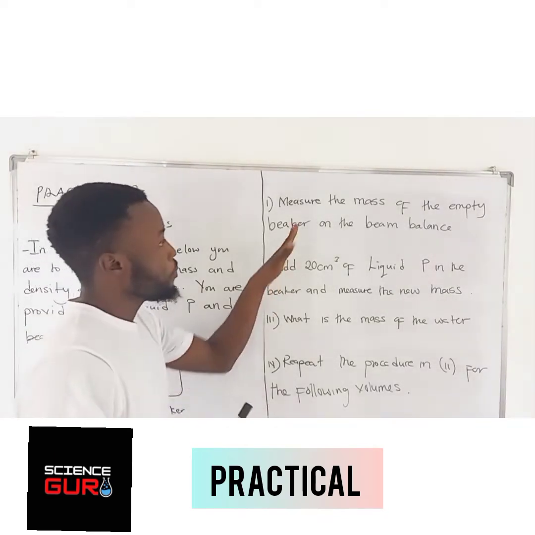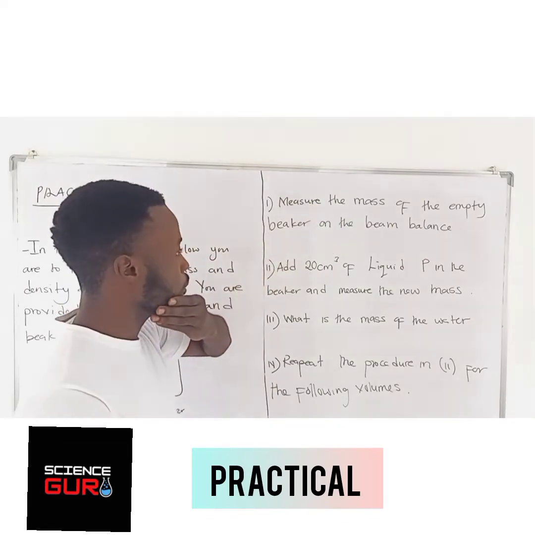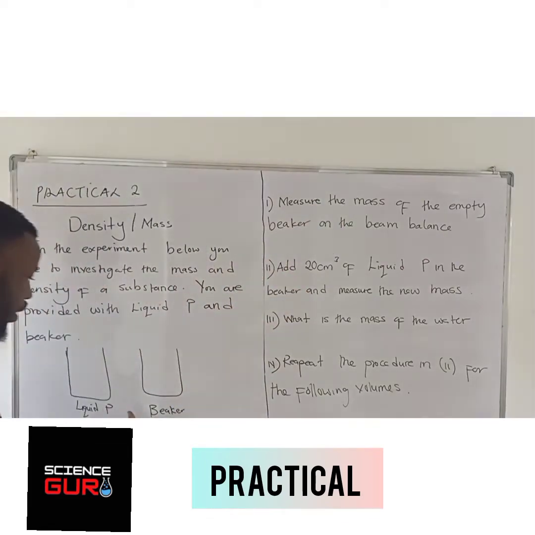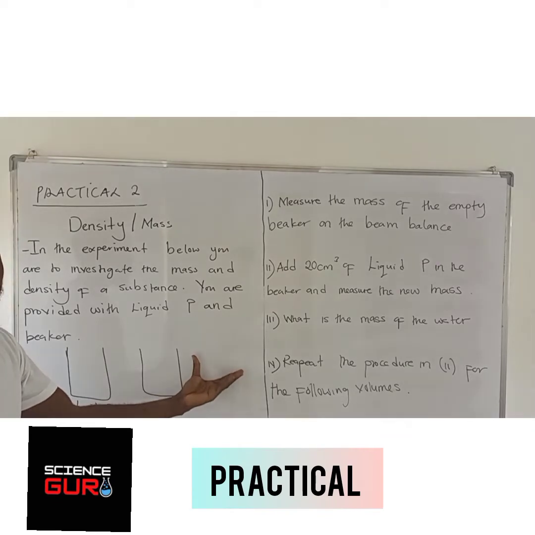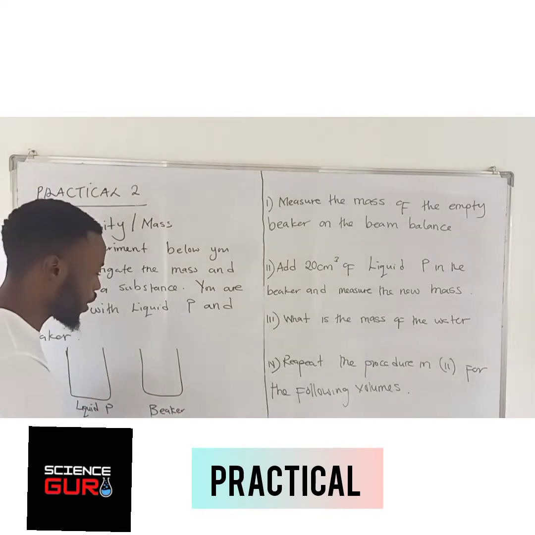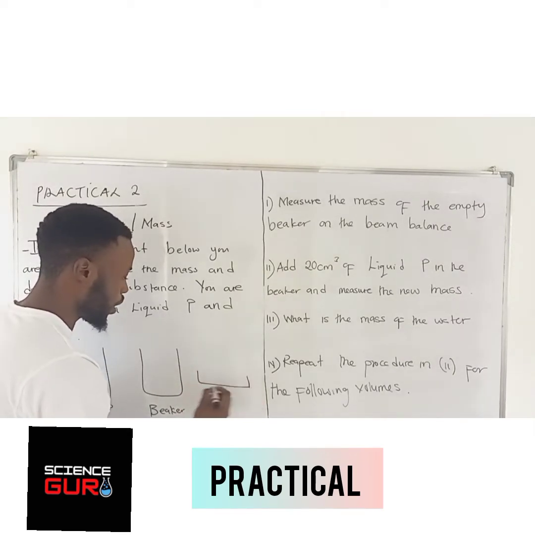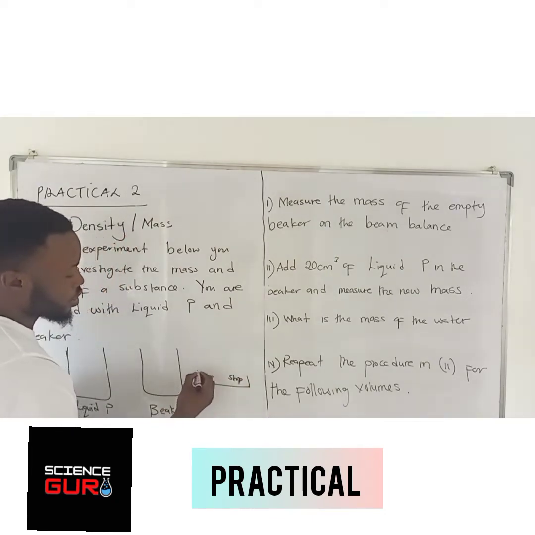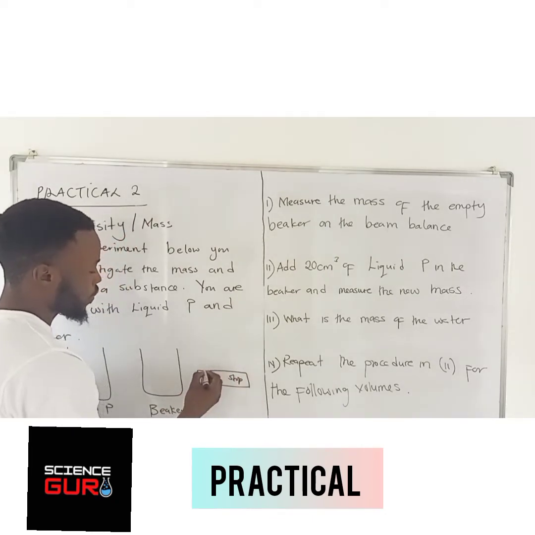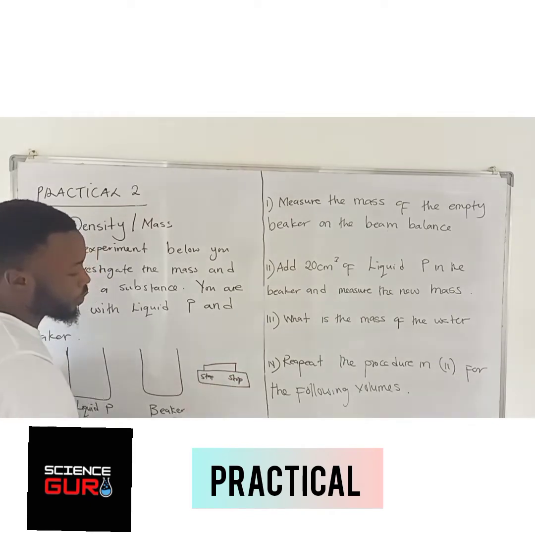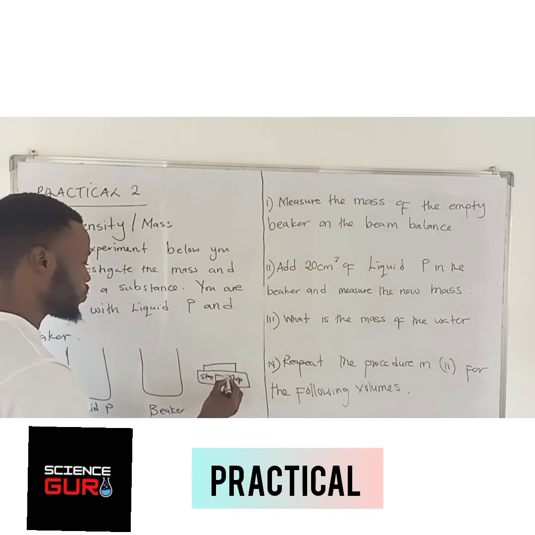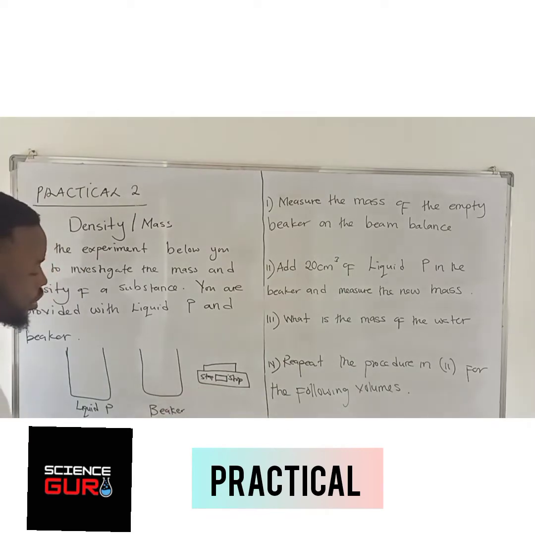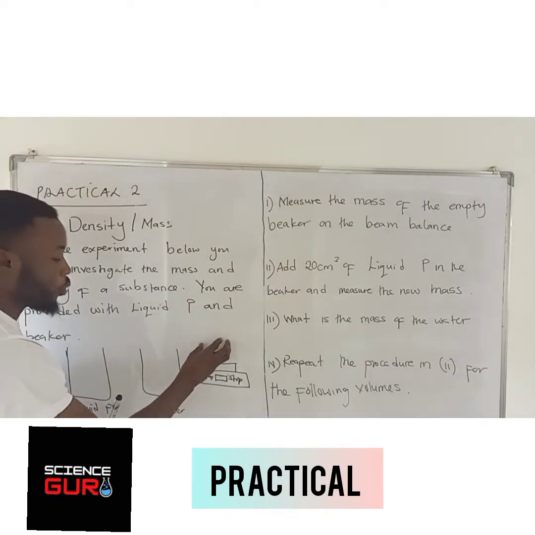We are saying measure the mass of the empty beaker. So get this beaker and put it on the beam balance. First, you zero the beam balance. Your beam balance should look something like this. It will have two buttons, a start button and a stop button. You zero it, reading should be somewhere here, then get this beaker and weigh it.